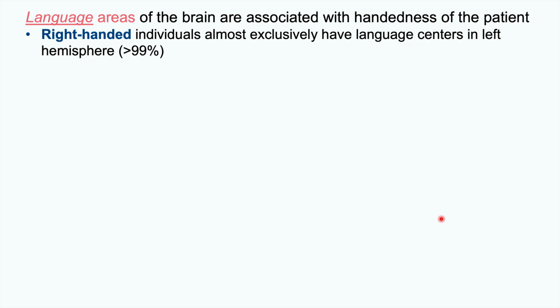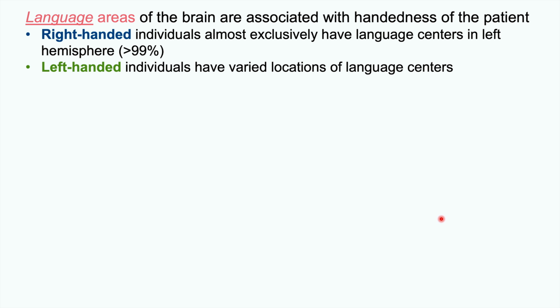Because right-handed individuals make up the majority of the population, and the vast majority of right-handed individuals have their language centers in the left hemisphere, this is why we see 90 to 95% of aphasia cases involving the left hemisphere. But what's interesting is when we look at left-handed individuals, the location of the language centers in left-handed individuals is going to be more varied.